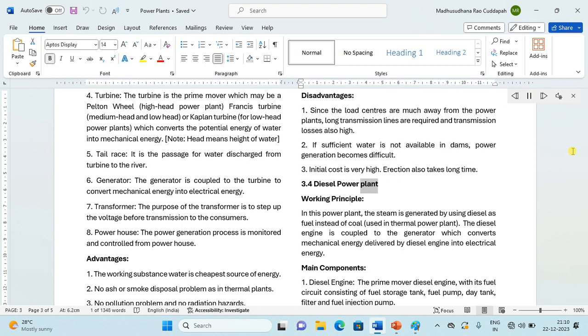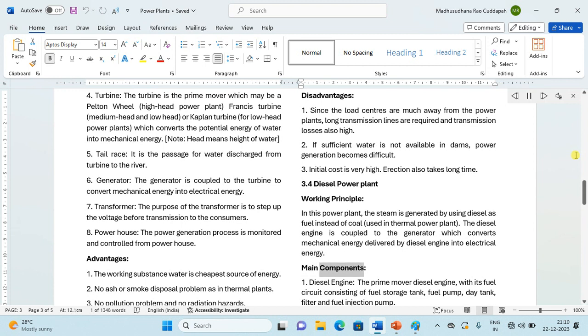3.4 Diesel power plant. Working principle. In this power plant, the steam is generated by using diesel as fuel instead of coal, used in thermal power plant. The diesel engine is coupled to the generator which converts mechanical energy delivered by diesel engine into electrical energy.